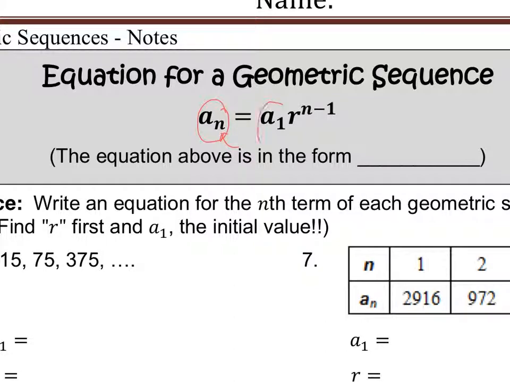Now let's look at this a sub 1. We've already seen that. That's the first term. So that's the first term.